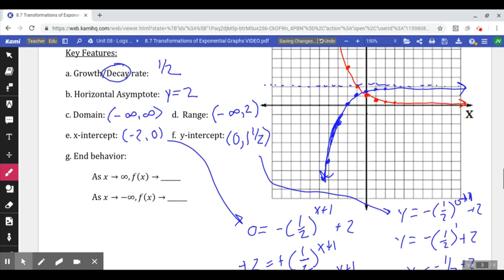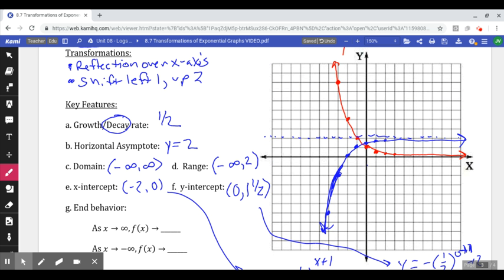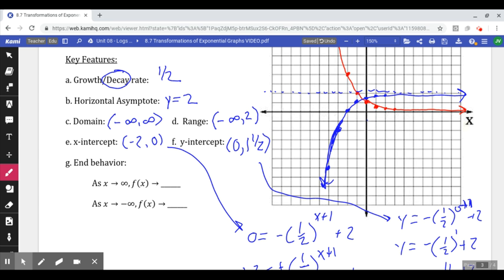The end behavior for this particular function, as x approaches infinity or goes to the right, we can see that the y value that we approach is actually 2. That's your horizontal asymptote. As we go to the left, the y values approach -infinity. So that would be all the way down right here. Okay?